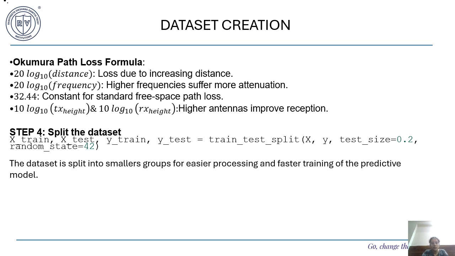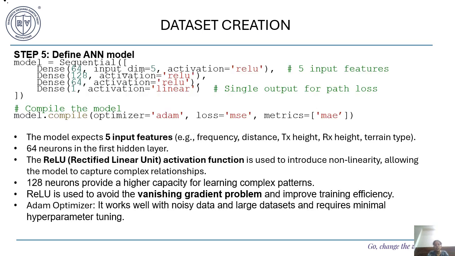The data set, once it is developed, is split into two, train and test, on both X and Y. The data set is split for easier processing and faster training. As we've already mentioned, there are three kinds: it is developed for training, then for validation, and then test sets. Defining the ANN model here. The ANN is trained over 50 epochs with a batch size of 32.